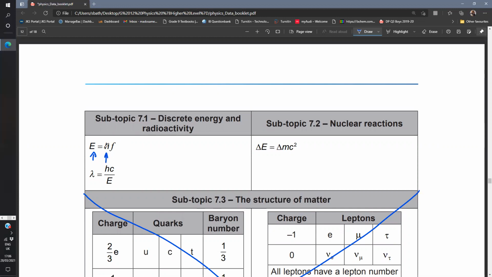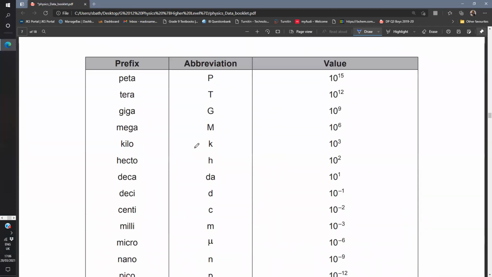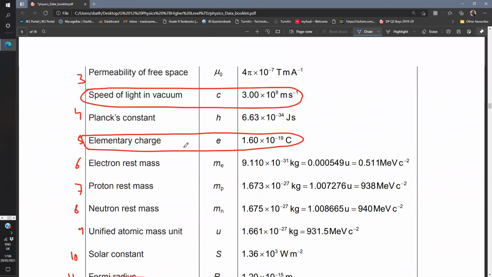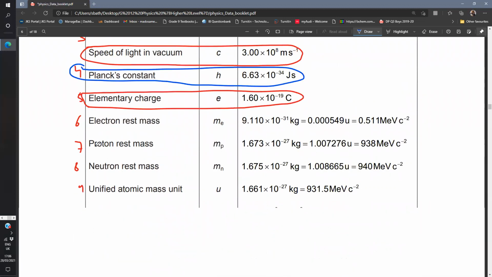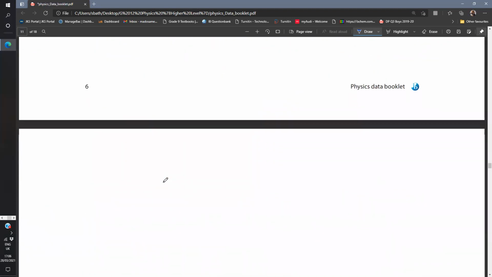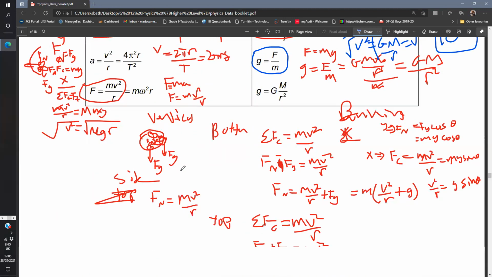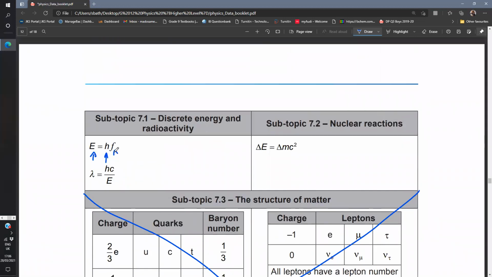H is Planck's constant. Whenever we say the word constant, we go here, and that's Planck's constant. And then times the frequency. We know what the frequency is.